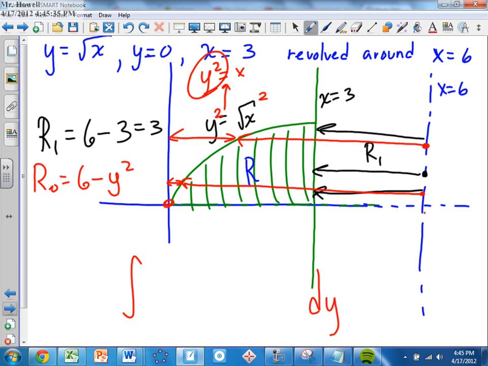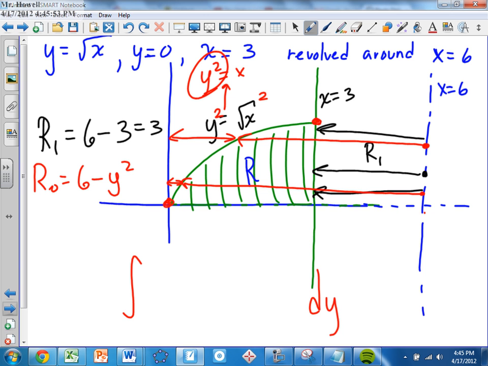Now, the next thing I have to know is this. What is the y coordinate right here? I got it. Say it. 3. Stop, 3. The y one. Right here, what is it? The square root of 3.